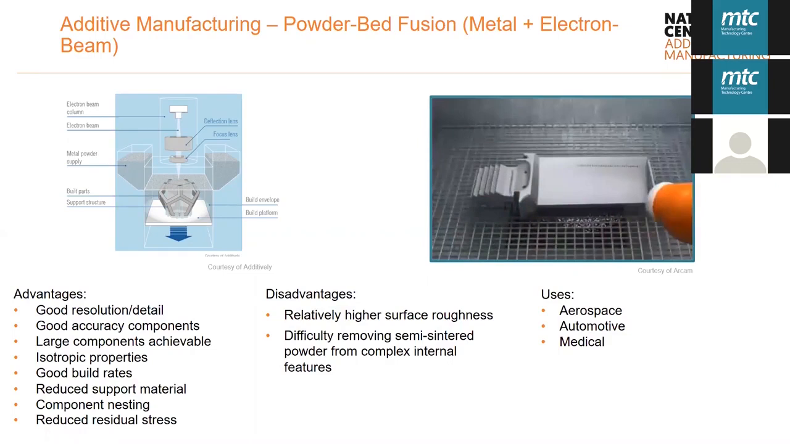Because the platform is heated, and there isn't that great of a temperature gradient during processing, you reduce your residual stresses and you don't really require a heat treatment step. Disadvantages are a relatively higher surface roughness, again because of the size of the powder that you're using, and it can also be quite difficult to remove some of the semi-sintered powder from complex internal features. This might limit the complexity of components, but also might require optimization in terms of your cleaning strategy.